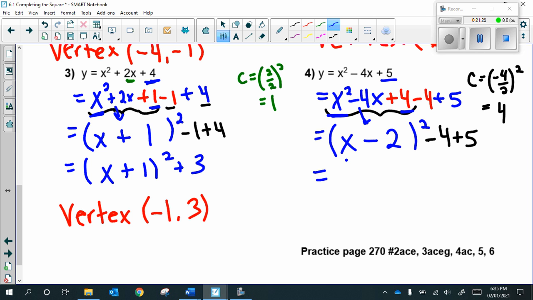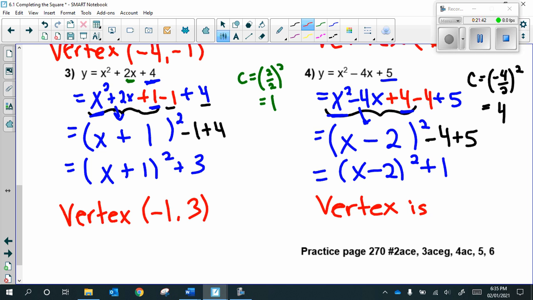And for our last step, we're just going to simplify this. X minus 2 squared. Negative 4 plus 5 is plus 1. So therefore, our vertex is 2, 1. So we switch the sign of the h when we pull it out there, h, k.